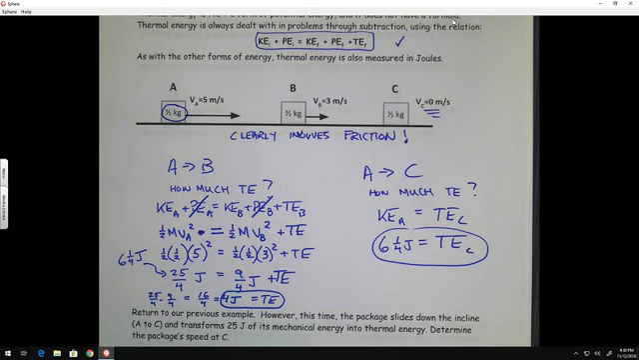So that's how you deal with finding thermal energy. You have to find it by kind of subtracting things. There isn't a special formula for it.